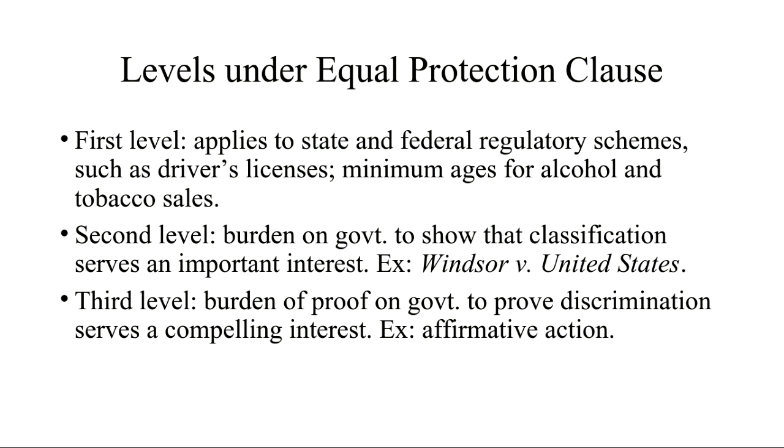The third level is where the government has to prove that some type of discrimination serves a compelling interest. And so this is where we find the arguments around affirmative action. The government makes the argument that affirmative action is necessary to rectify past discrimination, to level the playing field for minorities who are shut out of certain jobs, college majors, and so on.